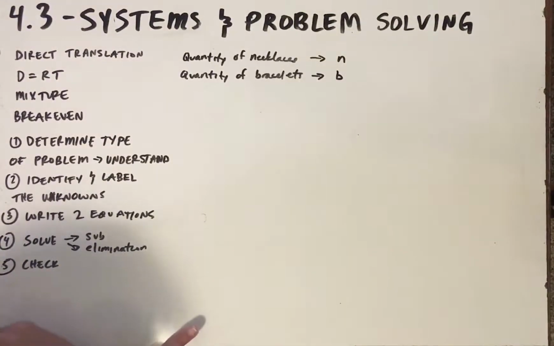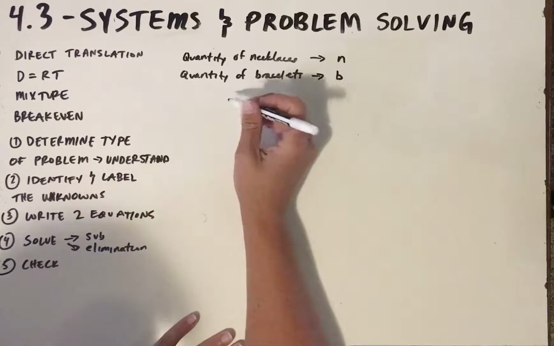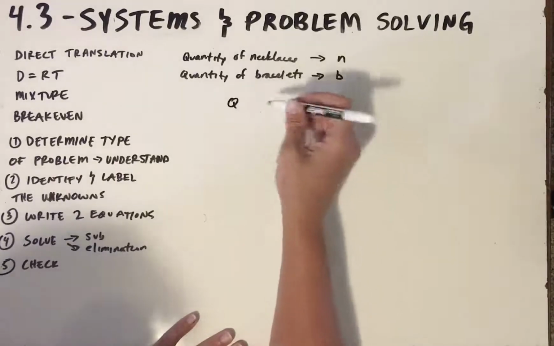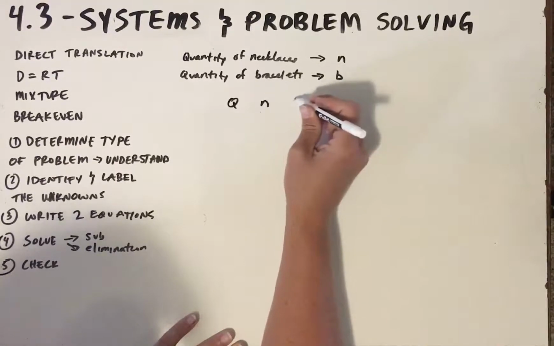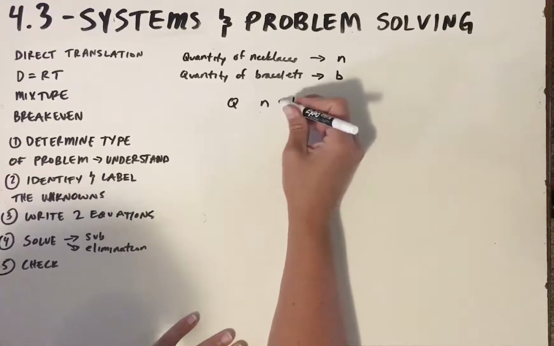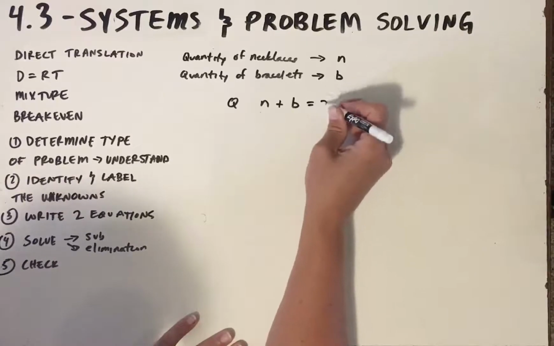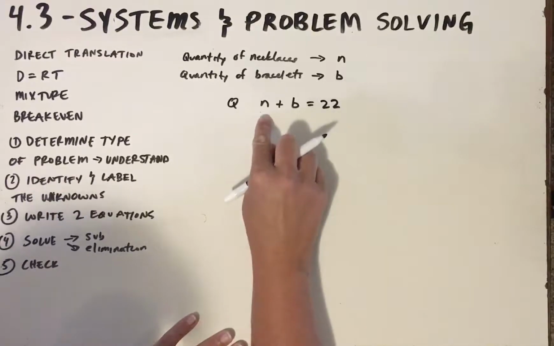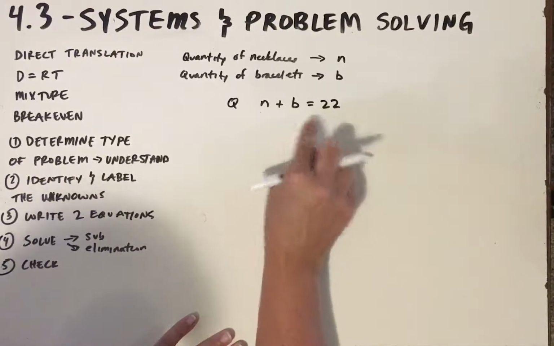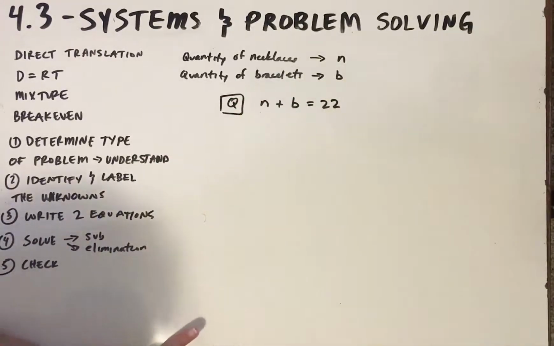Okay, so let's write our two statements here. As far as the quantity statement, I have no idea how many necklaces or how many bracelets were purchased, right? But I do know that total, she bought 22 pieces of jewelry. So she bought some necklaces and some bracelets for a total of 22. This is my quantity statement.